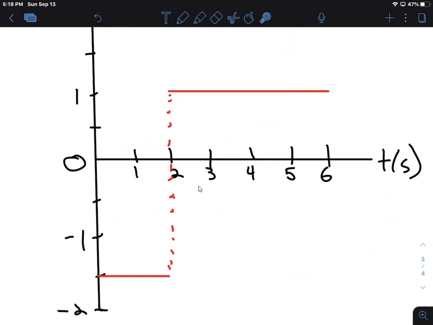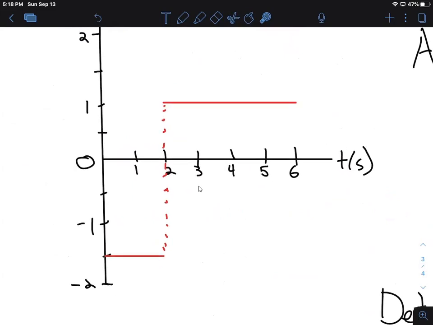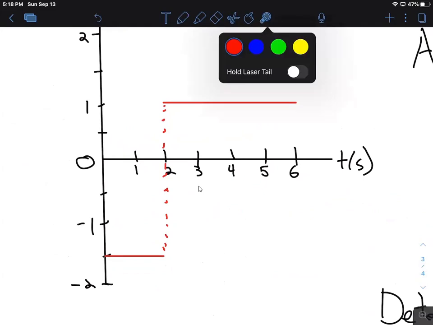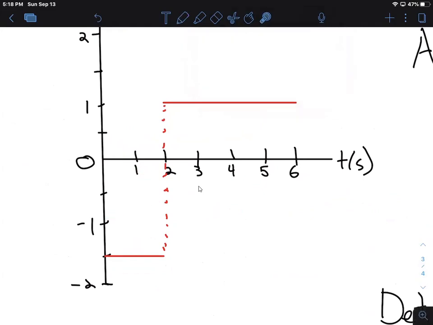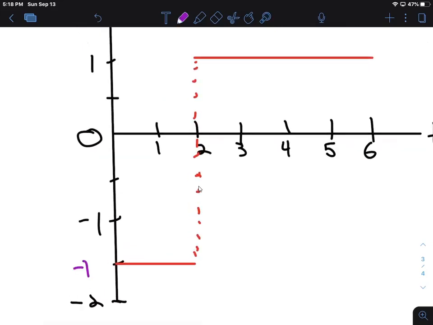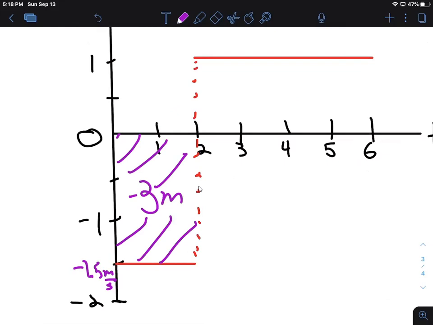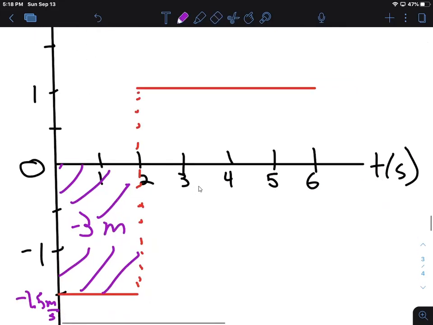Let's start doing some areas. I want to figure out when can I get the total area to be 0. And I should have mentioned this earlier. If I have a negative velocity, I'm going to get a negative area. So let's start there. Here I'm going at, looks like negative 1.5 meters per second, and I'm doing that for 2 seconds. So that would give me a displacement here of negative 3 meters. Okay.